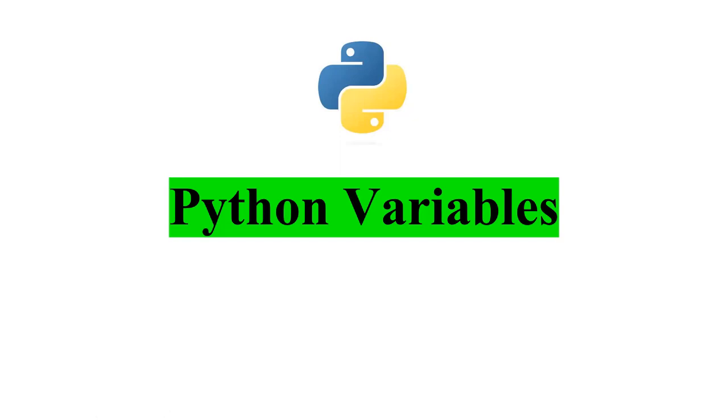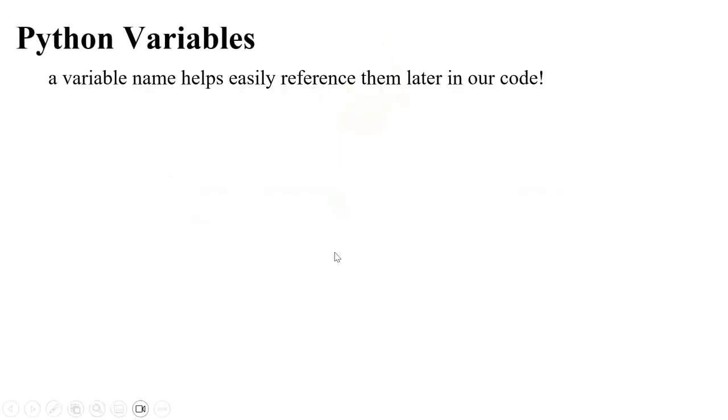And next we started defining variables. So let me quickly recollect that. What is the purpose of the variable? Variable names help us easily reference them later in our code. Once you define the variable with a value, you can reference that variable later in the code.